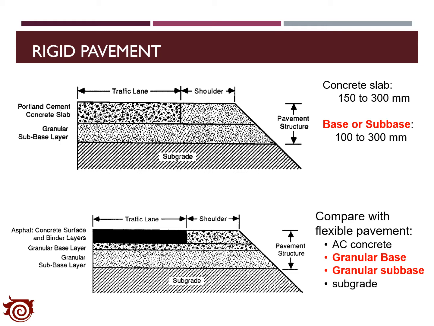Usually, the thickness of the PCC slab varies from 150 to 300 millimeters, and the depth of subbase layer is around 100 to 300 millimeters. Actually, the subbase layer is very important for rigid pavement. There are some failure cases in the past to verify the importance of the subbase layer.